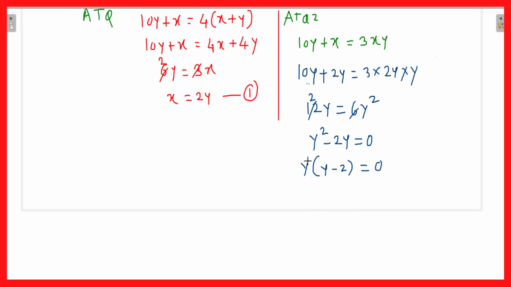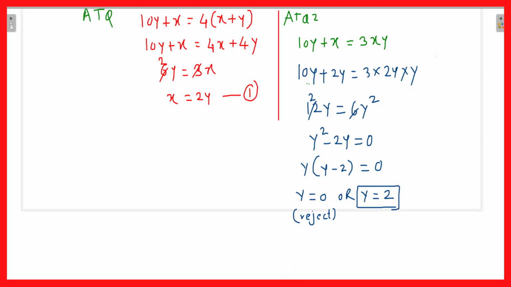It means either this should be 0 or this should be 0, and therefore y is equal to 0, or y minus 2 is equal to 0. It means y is equal to 2. Y is equal to 0 will be rejected because y is a tens place digit, and if the tens place digit is 0, then it will not be a two-digit number, and therefore rejecting this, y is equal to 2. You get y is equal to 2, highlight this.